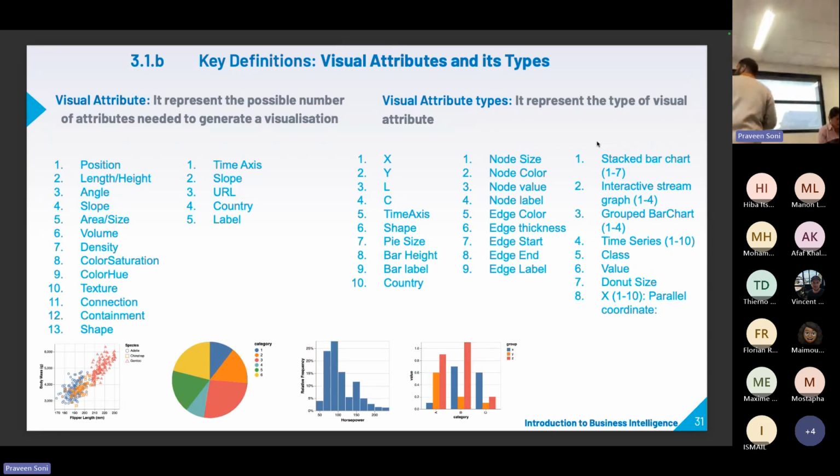Now it becomes about the visual attribute and its types. Earlier we were talking about the DA and DAT. Now we are talking about the VA and VAT. So who will tell me the difference between visual attribute and visual attribute types? If you understand this well, then I think you can plot any type of graph very easily. And the third thing you have to understand is the mapping between both of them.